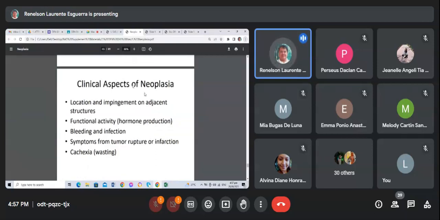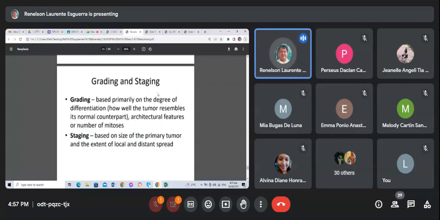So these are the clinical aspects of neoplasia. You have bleeding and infection, functional activity, hormone production. You have location and impingement on adjacent structures. That is why there are times when the patient can feel pain, and symptoms from tumor rupture or infarction and wasting. So you have skin and bones. We will take up grading and staging at a later time with your other modules.